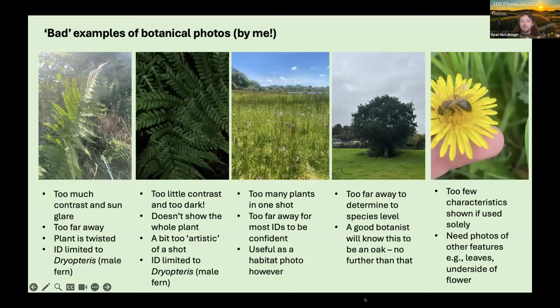The fourth photo is a bit too far away to determine at a species level. I know this tree to be an oak, but I can't say with confidence if it's one of the two native oaks or the hybrid. So it's just too far away, really, to do it justice. And then finally, there are too few characteristics of this flower if you use that just in and of itself. So you need other photos of the leaves and the side of the flower, whichever.